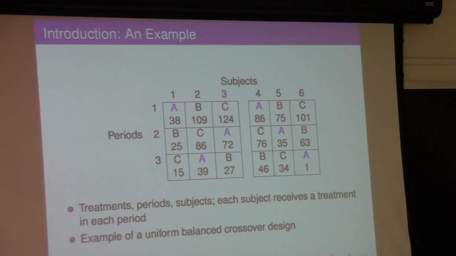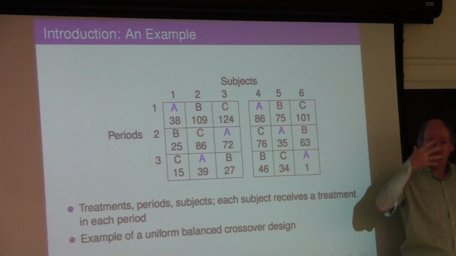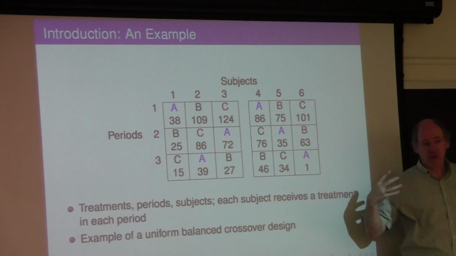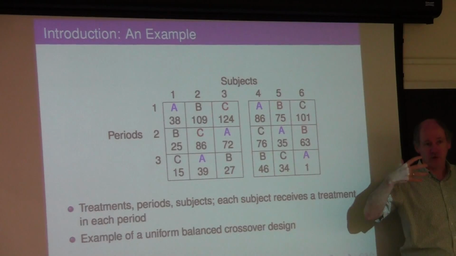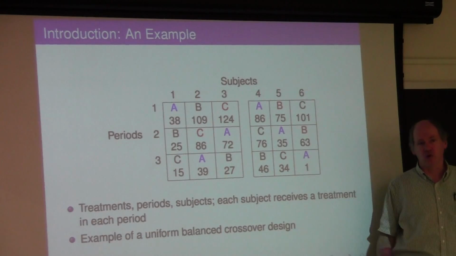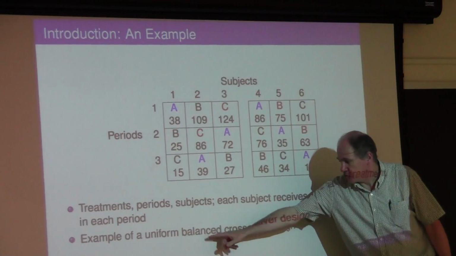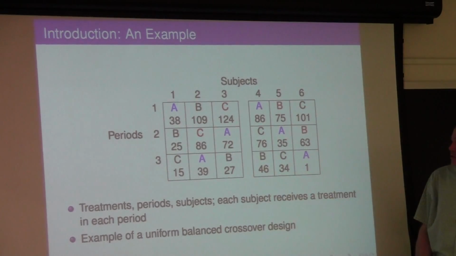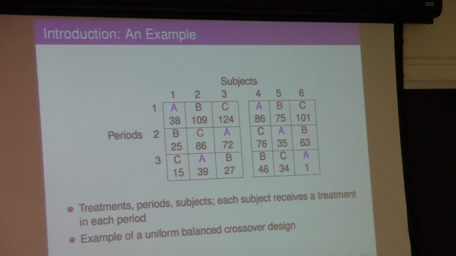And that's not only true for treatment A. If you look at treatment B and see what comes immediately prior to it, each of the other treatments, A and C, comes exactly twice just prior to B. And the same story holds for treatment C. That's what the balance refers to. We'll see in a moment why that may be important. That could be a desirable property for designs to have.